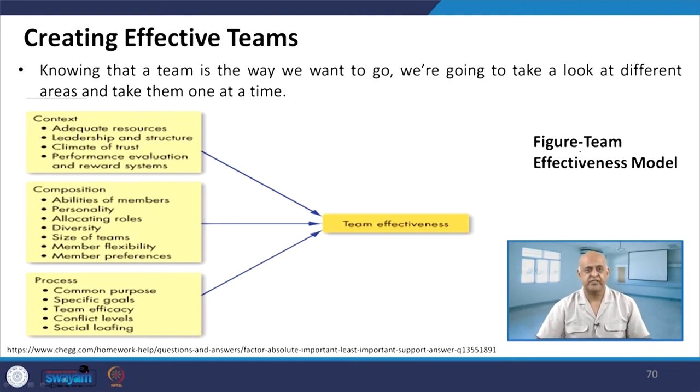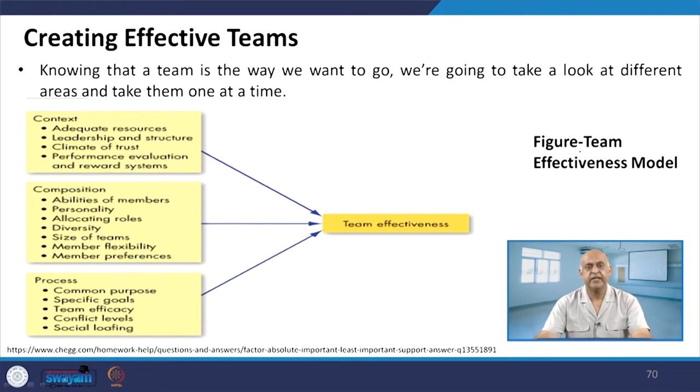Leadership and structure: what type of leadership the team has, and what the structure is between the team leader and team members. Climate of trust: having trust amongst themselves, and the performance evaluation and reward system, which is encouraging and motivating. Then the number of team members, that is the composition: abilities of the members, personality, allocating roles, diversity, size of the teams, member flexibility and member preferences.